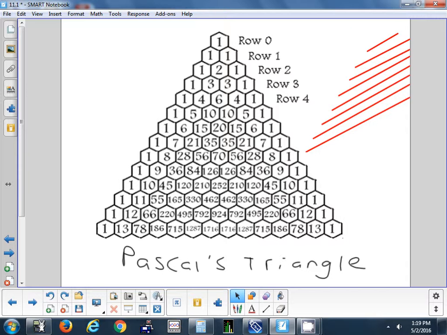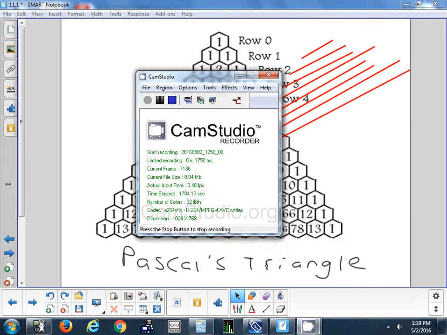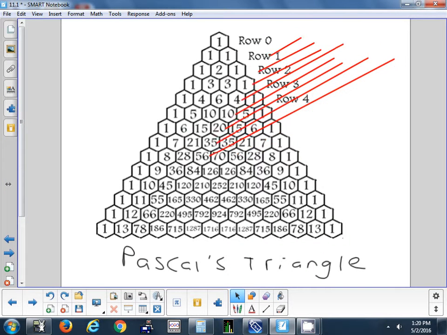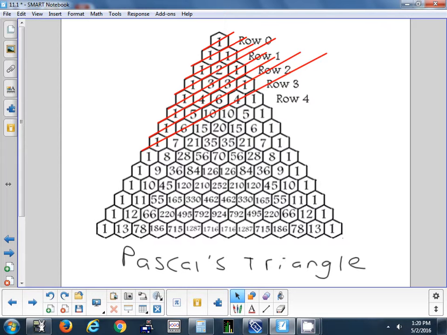Okay, these red lines will help give you a hint. Take a look at these red diagonals, and watch what happens if I position them right there. Does that give you a hint as to where the Fibonacci numbers are? Around the outer two rows? Not quite.